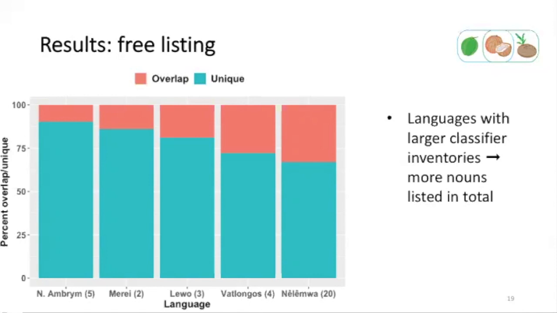Now, what we can see here on the left-hand side of the figure is that North Ambrym has the highest number of nouns that only ever occurred with just one classifier list. So it had the most uniquely assigned nouns. Whereas on the right-hand side, Vatlongos and Nêlêmwa had the largest numbers of nouns which overlapped and were given in different classifier lists.